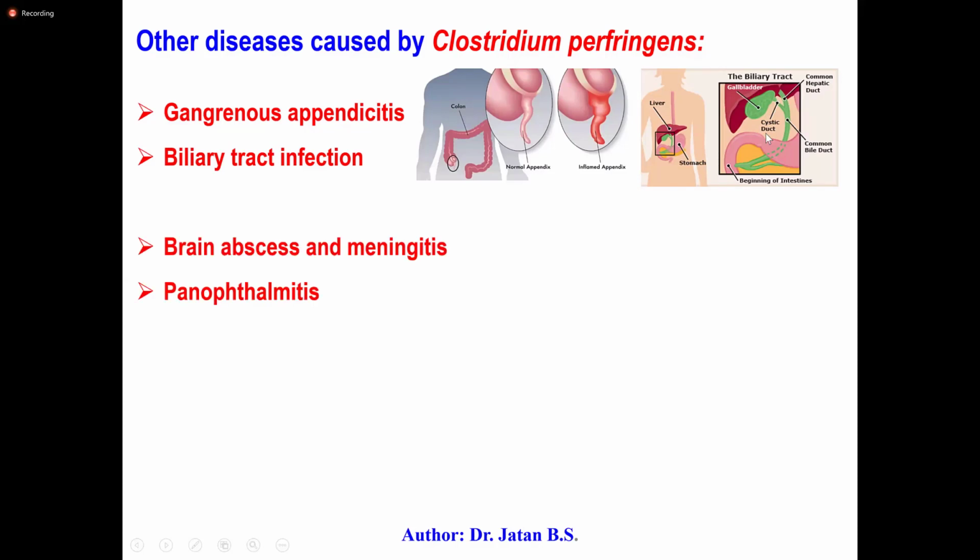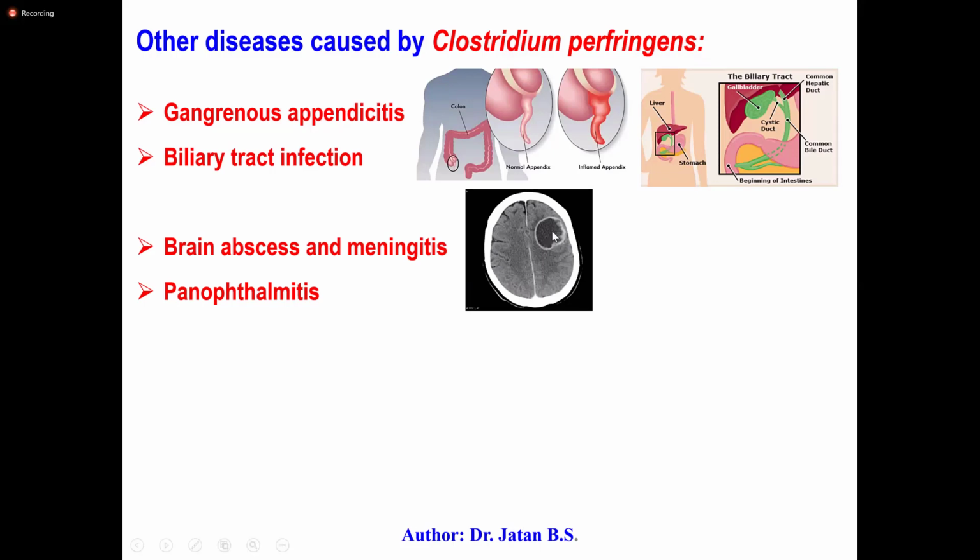It can also cause brain abscess and meningitis. Now this is the CT scan of the patient. You can see this is the normal brain, and just look at this side of the brain. On the right side you can see a very ugly mass, a well circumscribed mass having a periphery, the wall. So this might be the abscess. There is brain abscess.